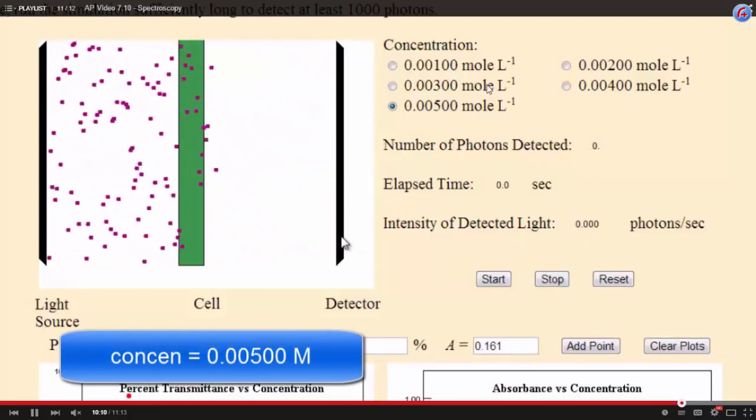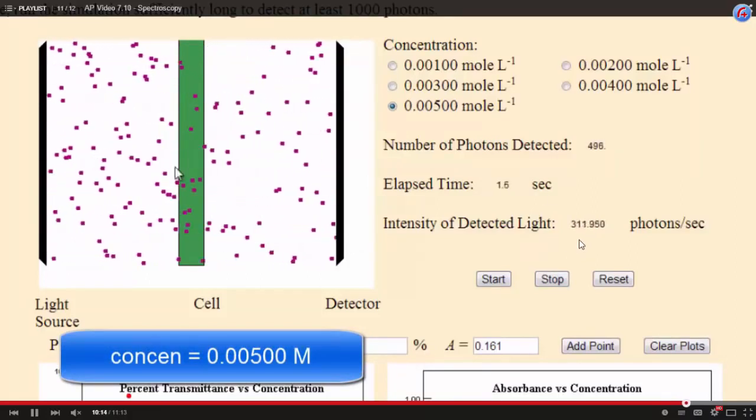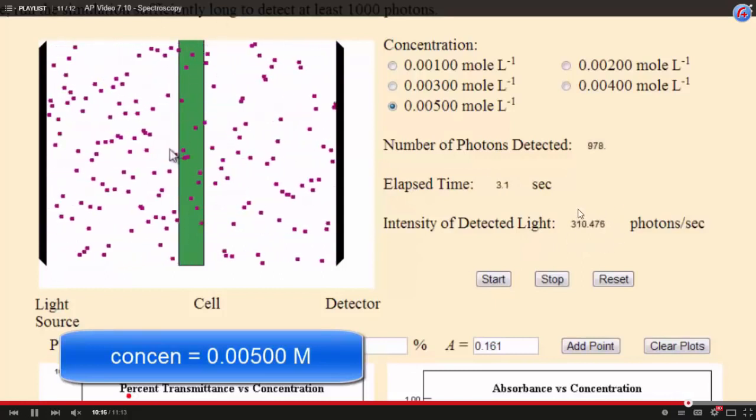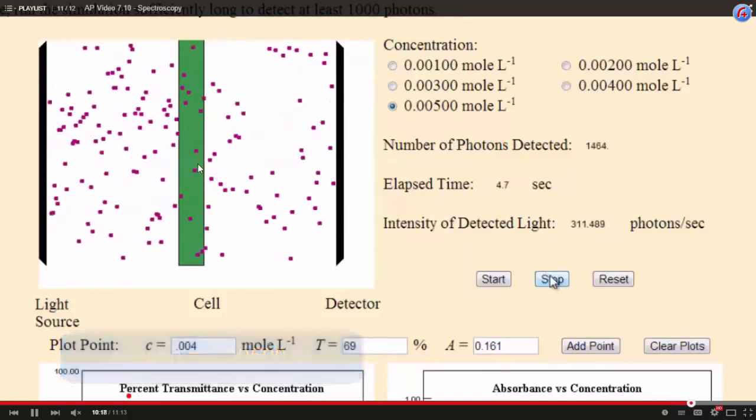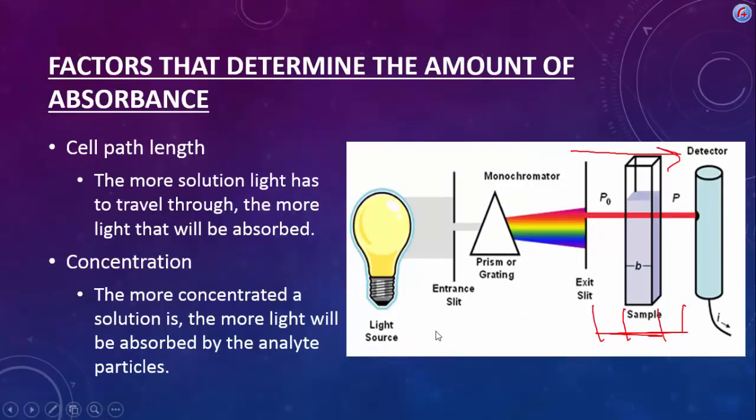And here's our most concentrated example in this little animation here. Now we're about 310 photons per second. So basically, the more concentrated this gets, the fewer photons are going to get through. All right, so those are the factors that can affect that.